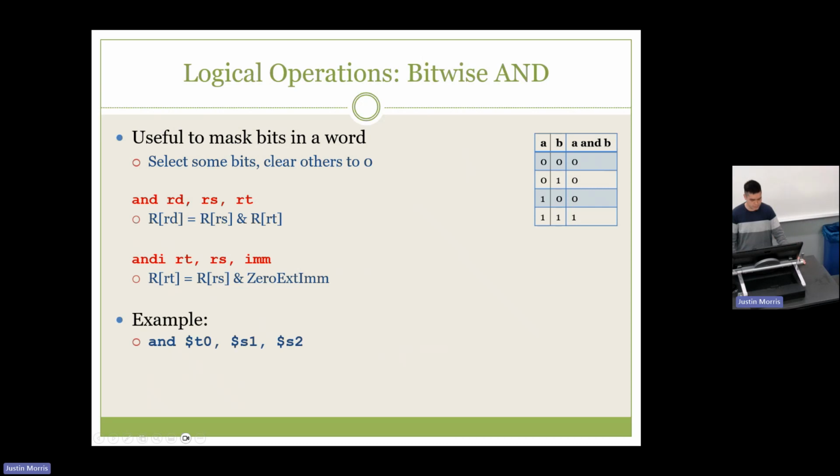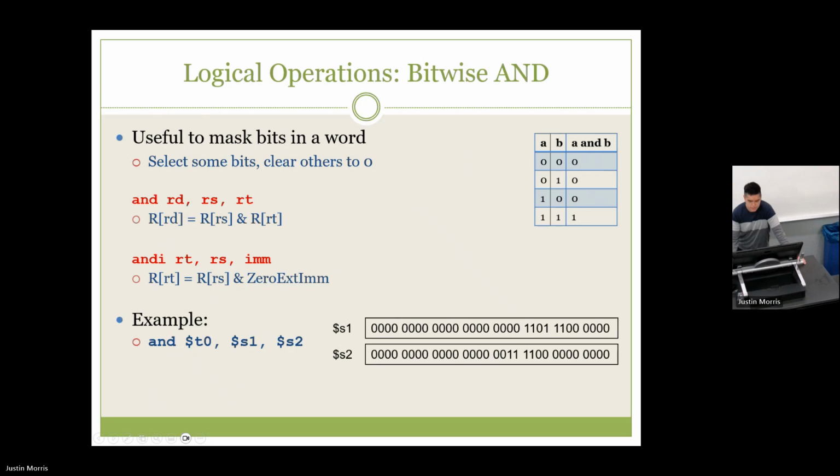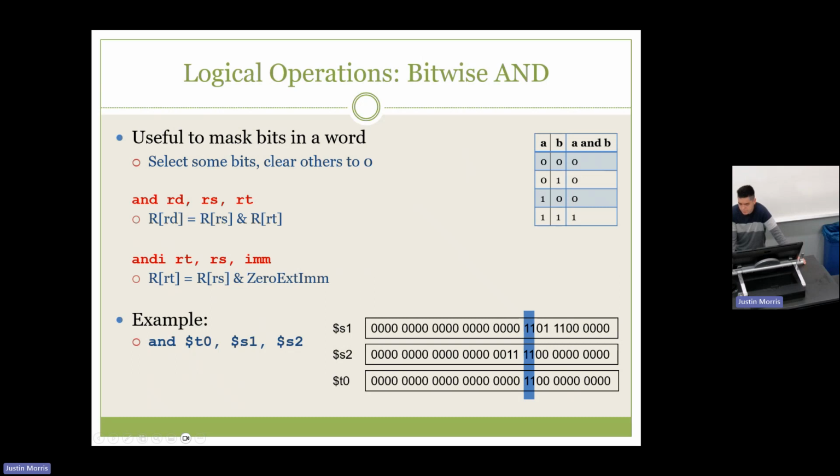So here's our example: and T0, S1, S2. S1 is this, S2 is this. We take the and between them. We get that it becomes 0 everywhere except for these two bits. So that's our result.